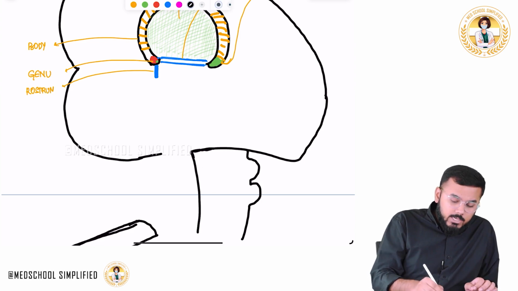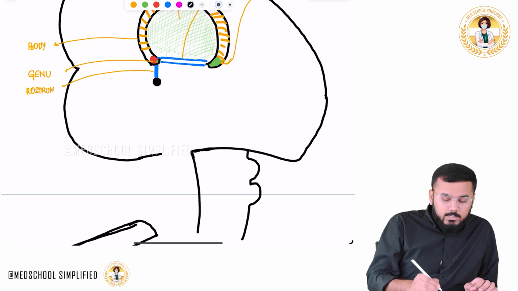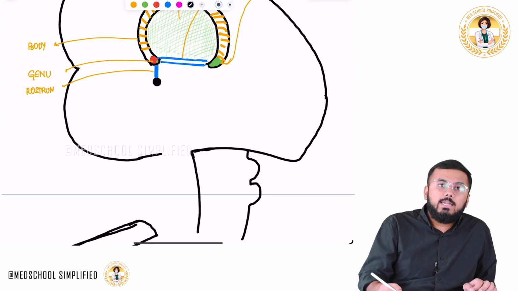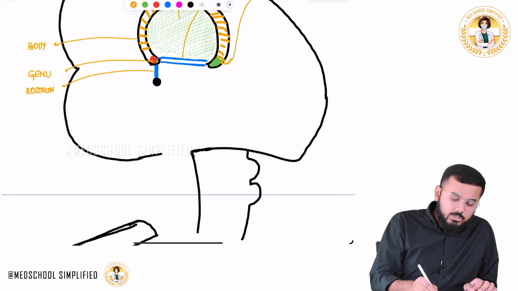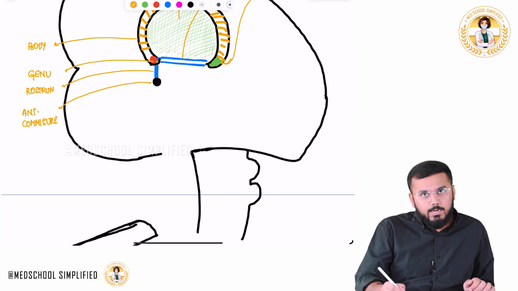Next, just beneath your rostrum, you have another important structure like this. This structure over here is called your anterior commissure. This is called your anterior commissure.